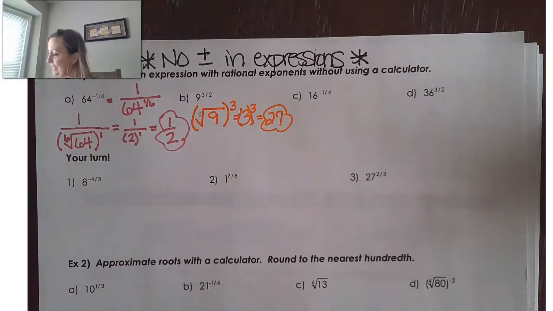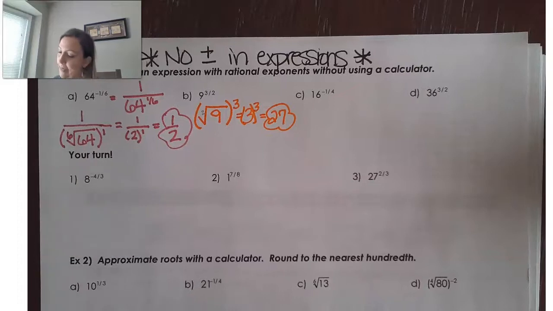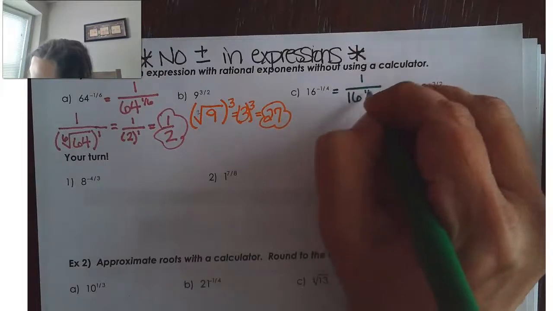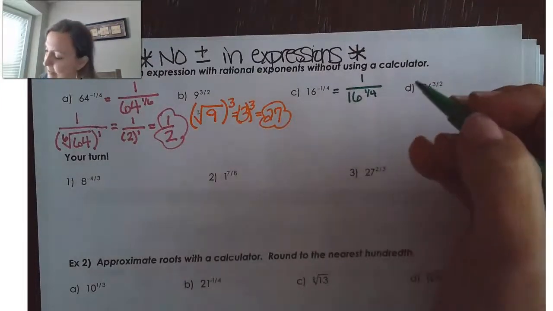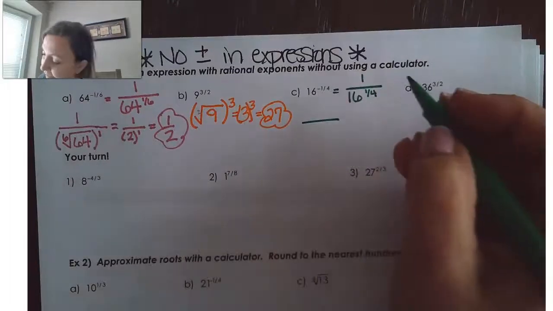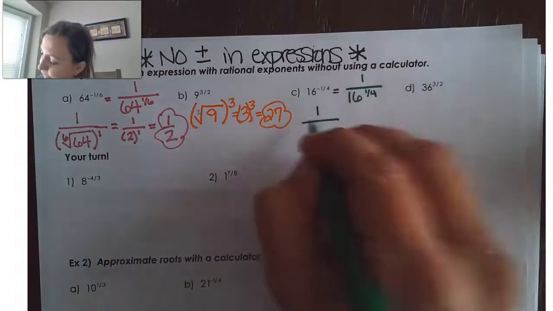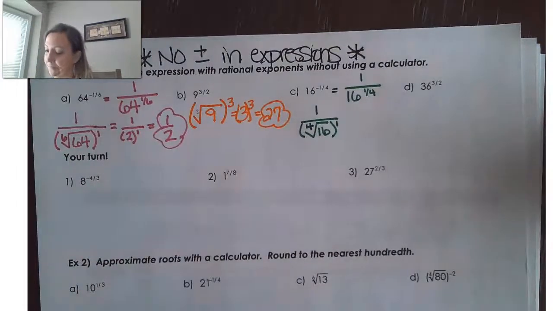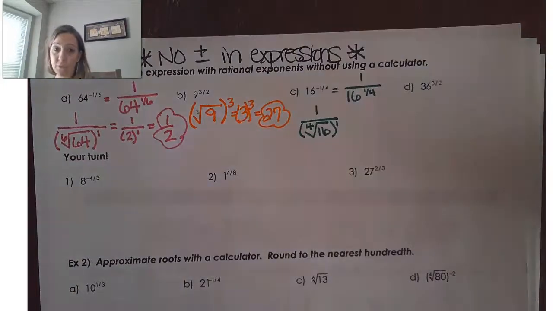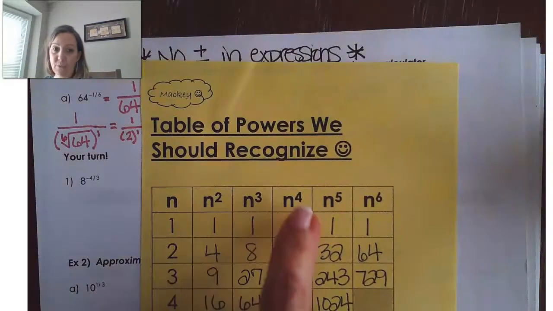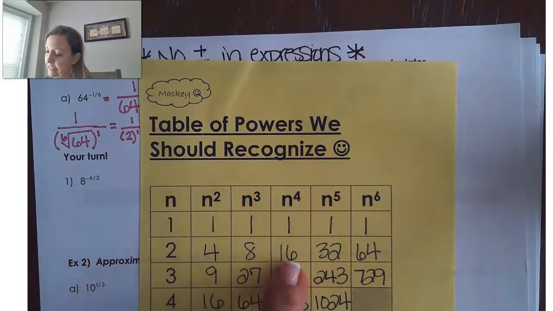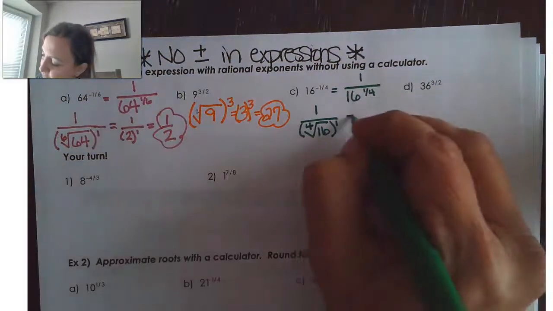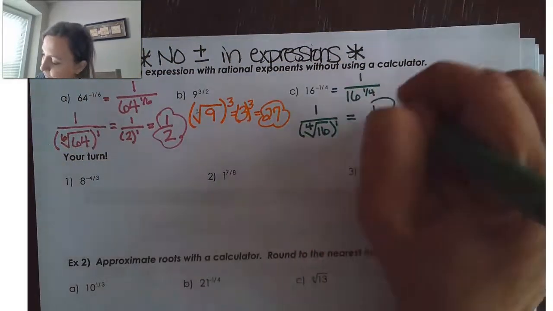If we had 16 to the negative 1/4, again, I have a negative exponent. I'm going to rewrite that as 1 over 16 to the 1/4. And now I'm going to rewrite here. I know that this is going to be like the 4th root of 16 and then to the 1st. Again, if we're not sure what the 4th root of 16 is, we can look at n to the 4th. We go to 16. We see that the 4th root is going to be 2. And 2 to the 1st is just 2. So this answer is 1/2 as well.